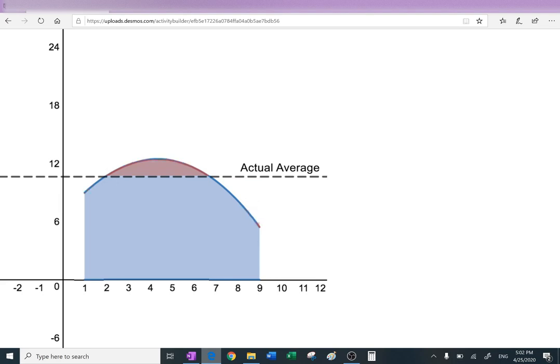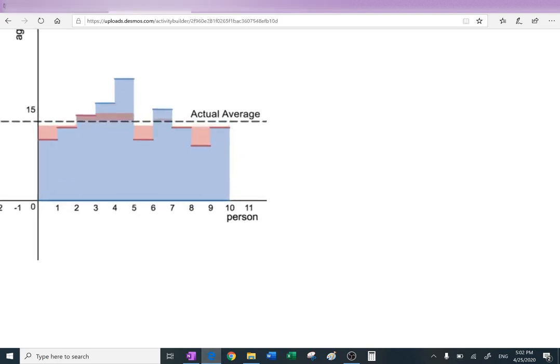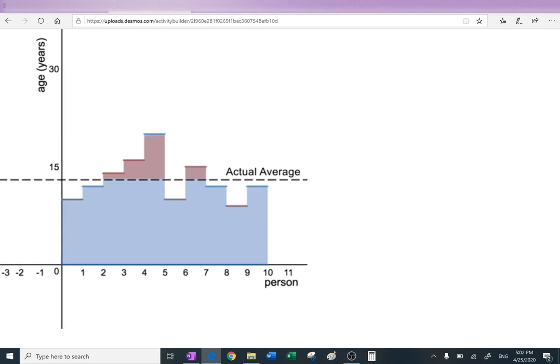Here's one more example, and this actually looks like some statistical data. Average functions are very popular in statistics. As you can see, we have people, and on the y-axis we have the age of those people. From the data we collected for 10 people, the average age was 15, even though some people were older and some people were younger.